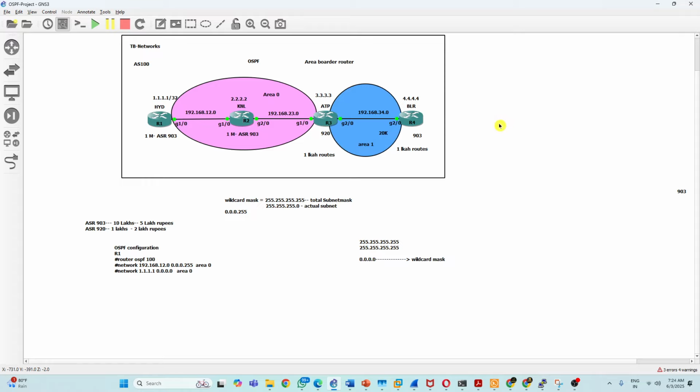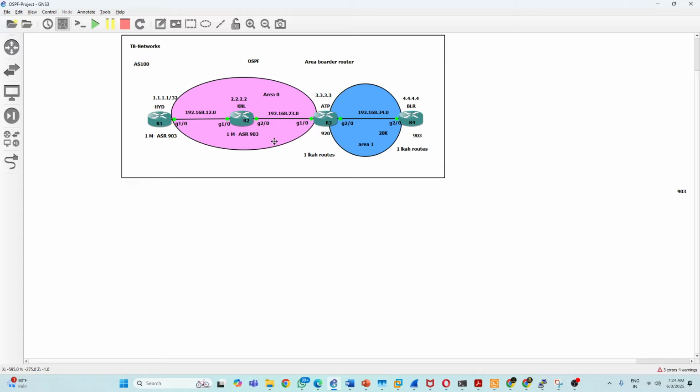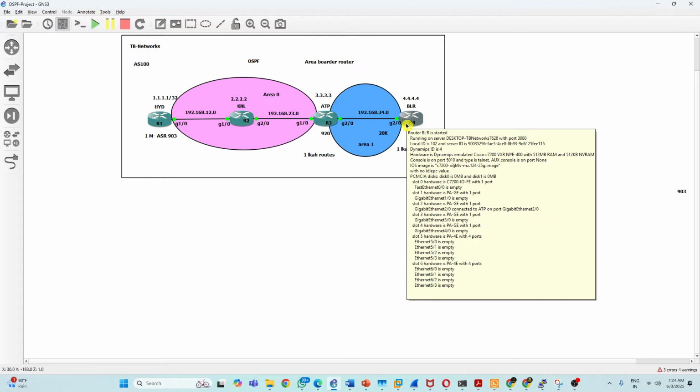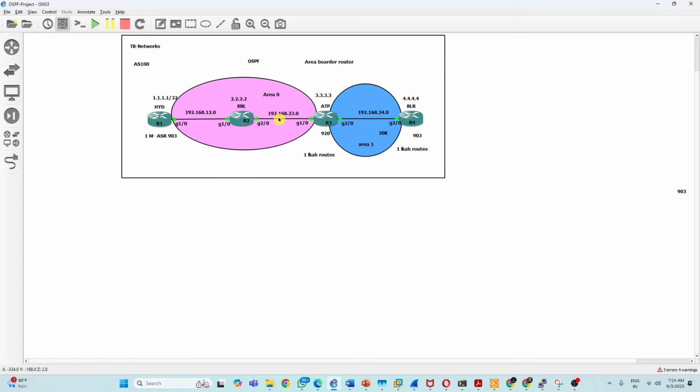Are you seeing my screen, everyone? Yes, sir. So, you know this, right? It's OSPF within two areas. Now, consider this topology: R1, R2, R3, R4, and I named the host names as Hyderabad, Karnool, Anantapur, Bangalore. These are the loopback addresses of the routers, and these are the networks of the routers. Now, I want to remove OSPF here.